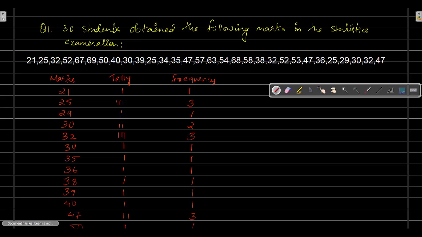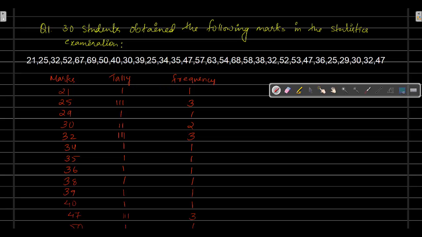Now I hope you remember when we talk about discrete series, it is more like if you have a number of students and then one examination. So now we have two variables here: 30 students and then the 30 marks of all those 30 students. Now what we're going to do here is check the lowest marks and the highest marks. If you see here, the lowest mark is 21 and the highest mark is 69. If you look into your table, you will see that.